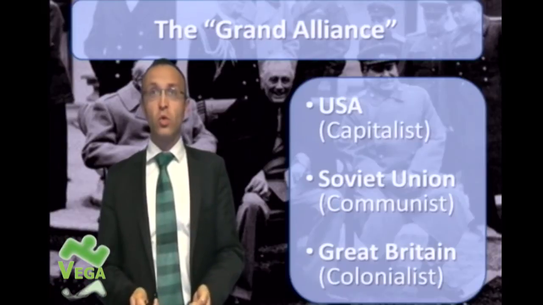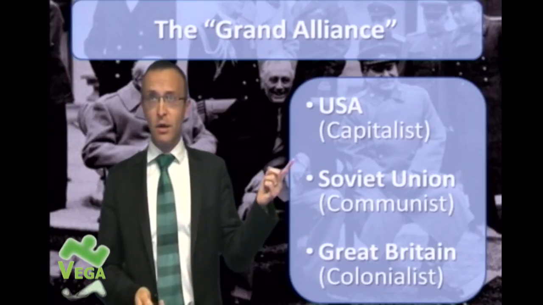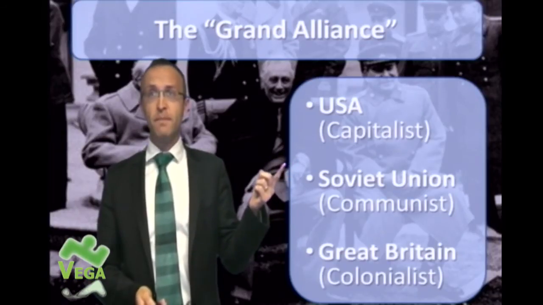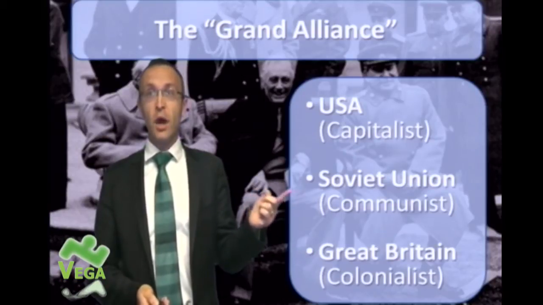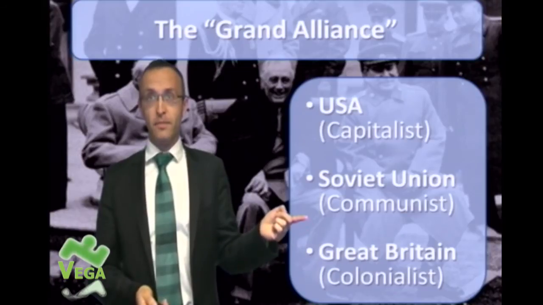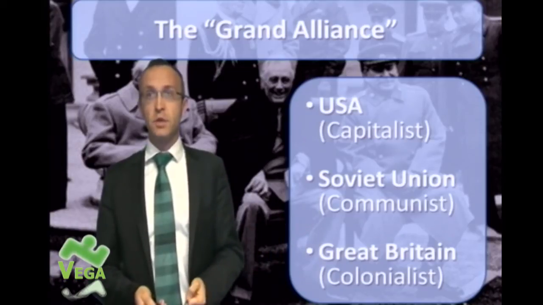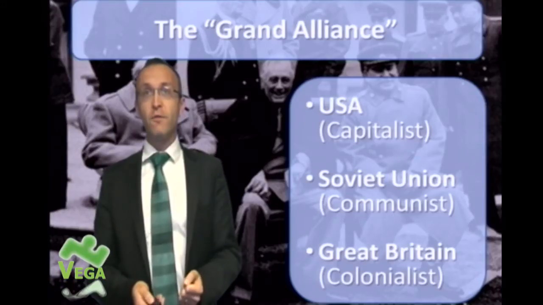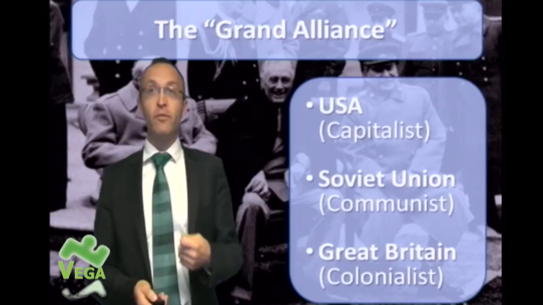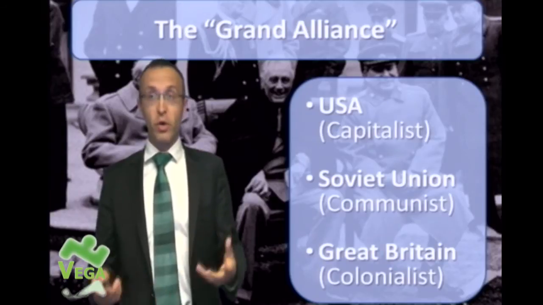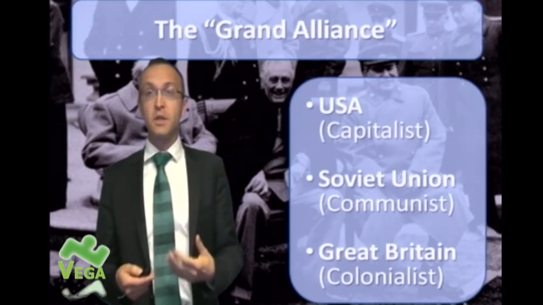Now, the Second World War was won by an unlikely but grand alliance between the USA, the world's largest capitalist economy, the Soviet Union, the world's first communist state, and Great Britain, the world's last remaining significant colonial power. Despite the profound differences between these three countries, they fought and defeated the Axis powers based on a very effective cooperation between them in the face of a great and significant enemy, Nazi Germany.